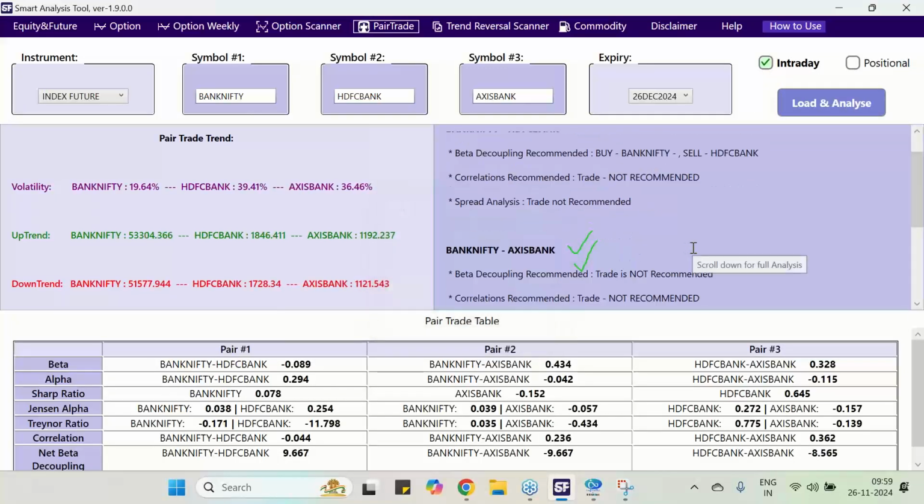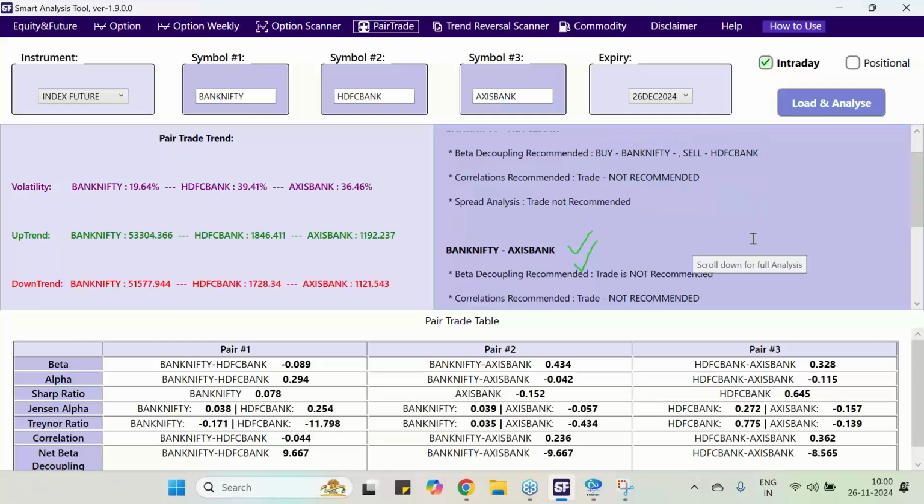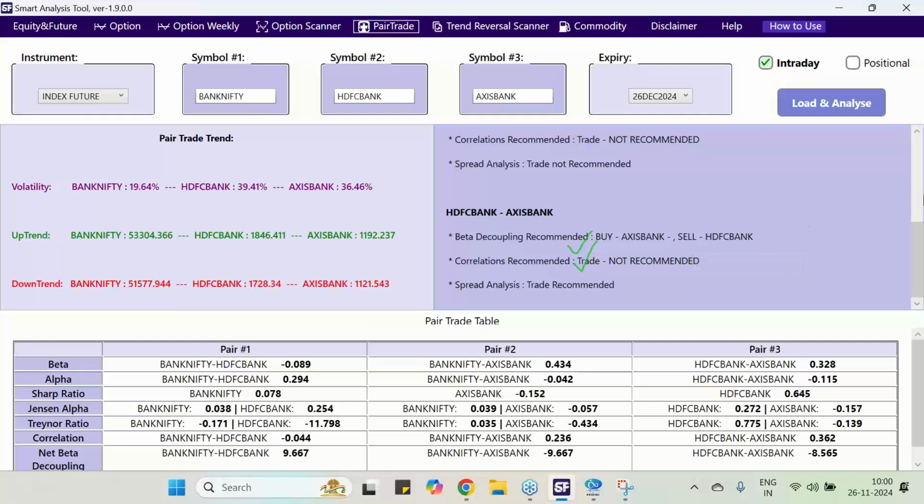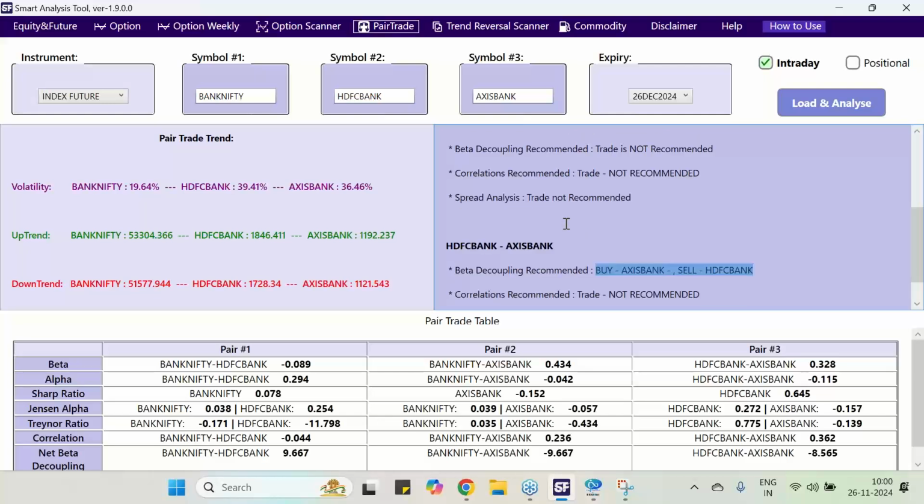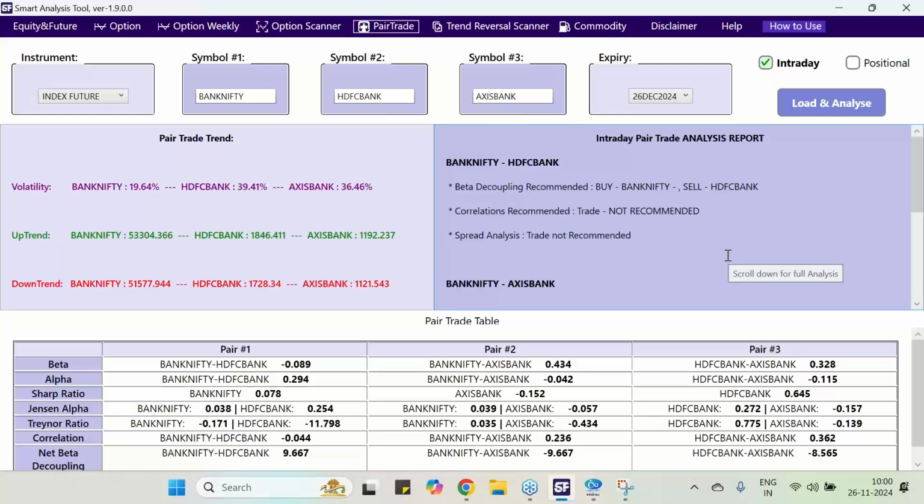इंट्राडे का अगर हुआ तो बाइंग बैंक निफ्टी, सेलिंग एचडीएफसी. कोरिलेशन ट्रेड रिकमेंड नहीं कर रहा है, स्प्रेड भी ट्रेड रिकमेंड नहीं कर रहा है. देखते हैं और कोई पेयर में ऐसे मिलेगा तो. कोरिलेशन नॉट रिकमेंडिंग द ट्रेड, स्प्रेड ऑल्सो रिकमेंड कर रहा है. कोरिलेशन ये एक पेयर आप ले सकते हो भाई. एक्सिस सेल एचडीएफसी इंट्राडे का बीटा डिकपलिंग में रिकमेंडेड है. सो बैंक निफ्टी एक्सिस में इंट्राडे के लिए ट्रेड नॉट रिकमेंडेड.